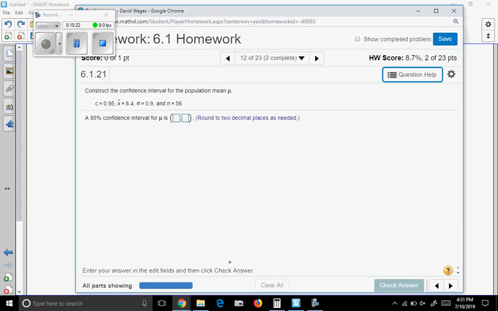Construct the confidence interval for the population mean mu. Our confidence level is 0.95, so 95% confident. Our sample that we have taken has a mean of 8.4. Our population has a standard deviation of 0.9, and our sample size is 56. So let's see if we can copy this over.